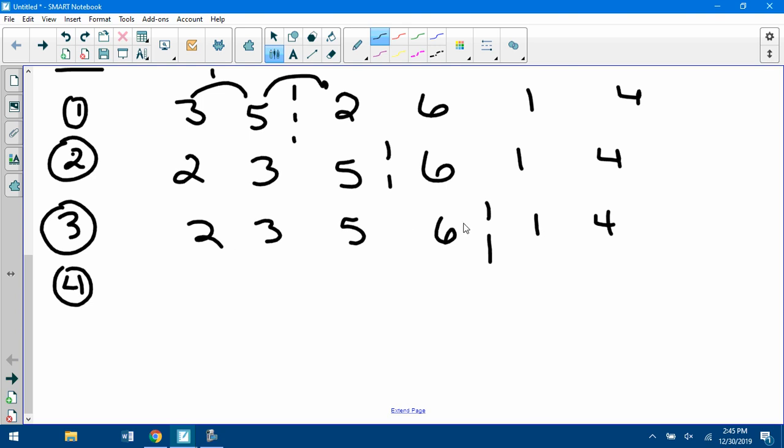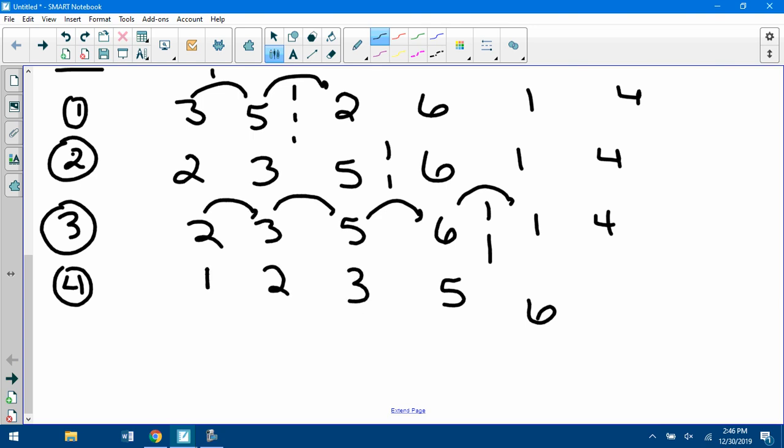Fourth time through, is 6 smaller than 1? No. Is 5 smaller than 1? No. Is 3 smaller than 1? No. Is 2 smaller than 1? No. So where does 1 go? At the start. So save 1, shift 6 down, shift 5 down, shift 3 down, shift 2 down, insert 1 where it should go, and all that's left is to figure out where 4 goes.